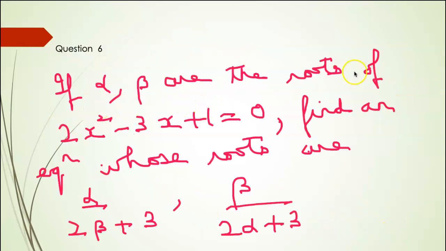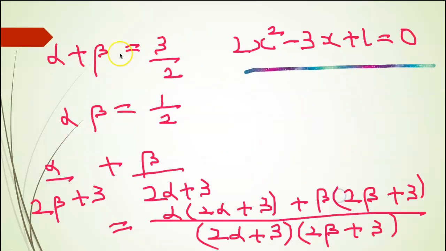Next question, if alpha, beta are the roots of 2x squared minus 3x plus 1 equal to 0, form an equation whose roots are alpha by 2 beta plus 3, beta by 2 alpha plus 3. So alpha plus beta will be minus b by a, which is 3 by 2. Alpha into beta is c by a, which is half.